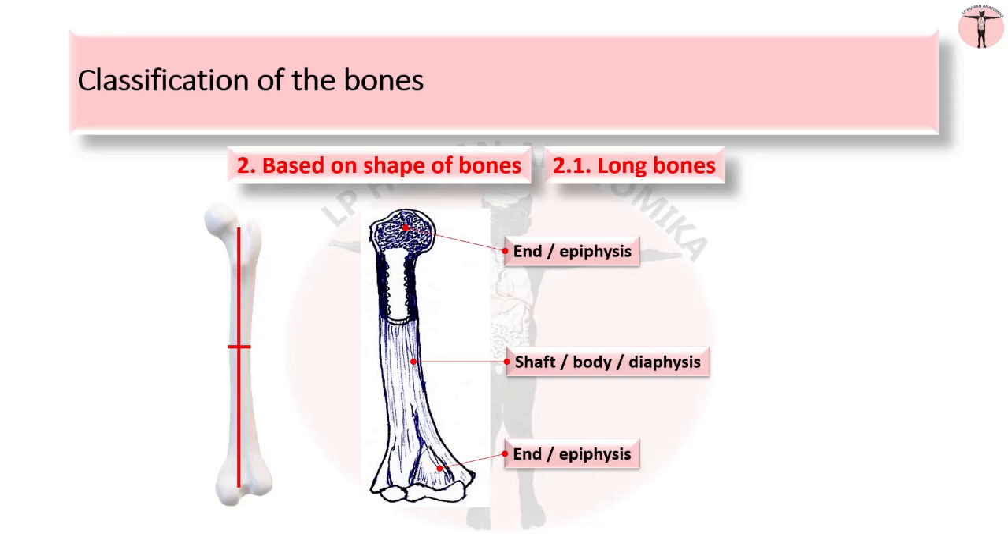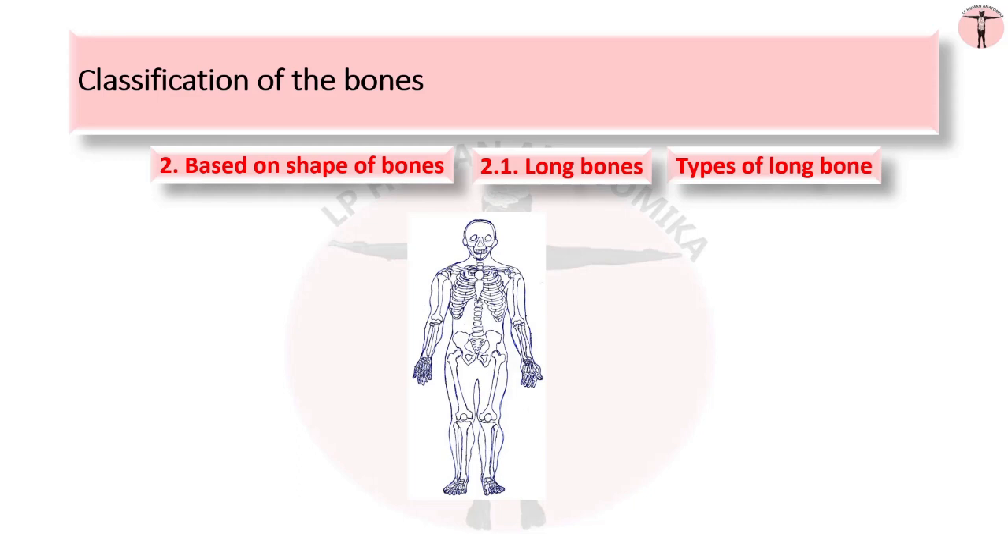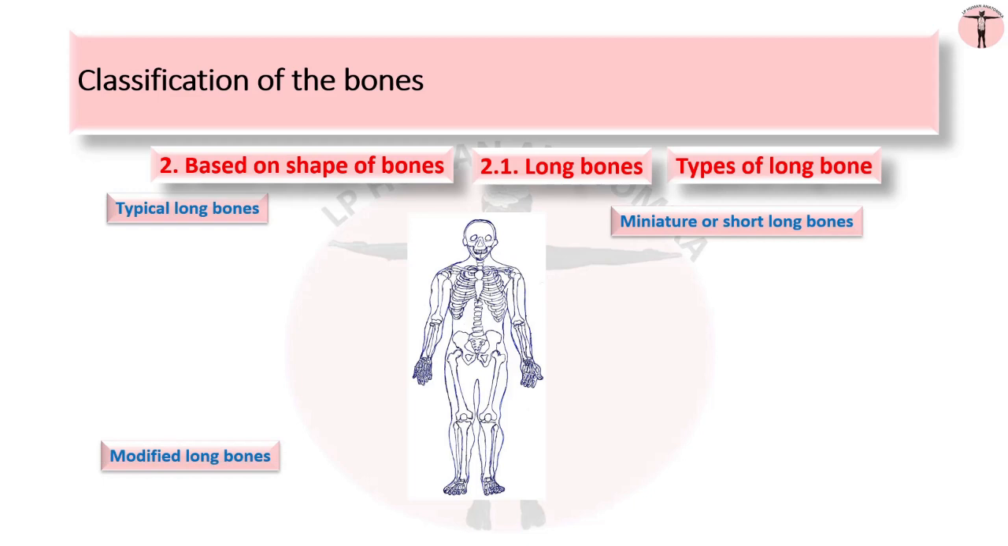It presents 3 surfaces separated by 3 borders. The ends or epiphyses are enlarged, articular and capped with articular cartilage. The shaft consists of a tube of compact bone and contains the medullary cavity, which is filled with bone marrow. Long bones ossify or are preformed in cartilage. The structure and parts of the long bone along with neurovascular supply will be dealt with in detail in a separate session. Long bones may be subclassified into 3 types: typical, miniature and modified long bones.